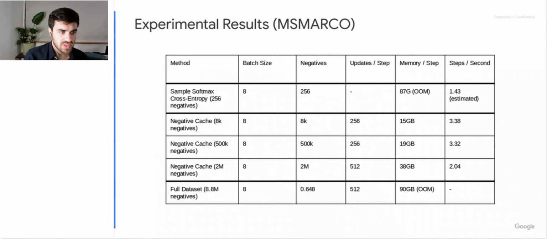We first compare with sampled softmax cross entropy with 256 negatives. We see that even though there's only 256 negatives, this actually uses 87 gigabytes of memory, which is out of memory for the accelerator we consider. Now, if we look at the negative cache with 2 million negatives, this requires only 38 gigabytes, so it's much more memory efficient than sampled softmax cross entropy. Additionally, it's able to achieve steps per second of 2 compared to the estimated value of 1.4 for sampled softmax cross entropy. We also see that if we have the full data set in our cache of 8.8 million negatives, this would be 90 gigs of memory, which would actually be out of memory.